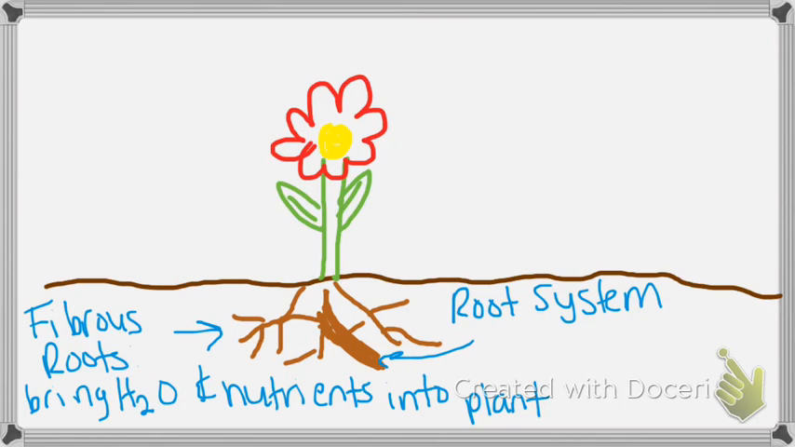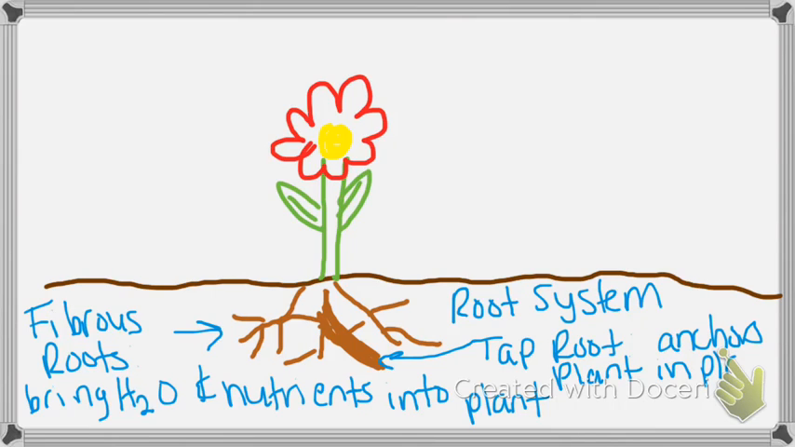Now, this bigger root here in the middle is actually called the taproot. And the taproot is what anchors the plant in place. So this is what basically holds it down into the ground and keeps it from falling over. Okay, so our root system we do not see because it's hidden underneath the ground. Right above the ground, we call the rest of this our shoot system. So that's what is above the ground. So below the ground we have our root system. Above the ground we get the shoot system.